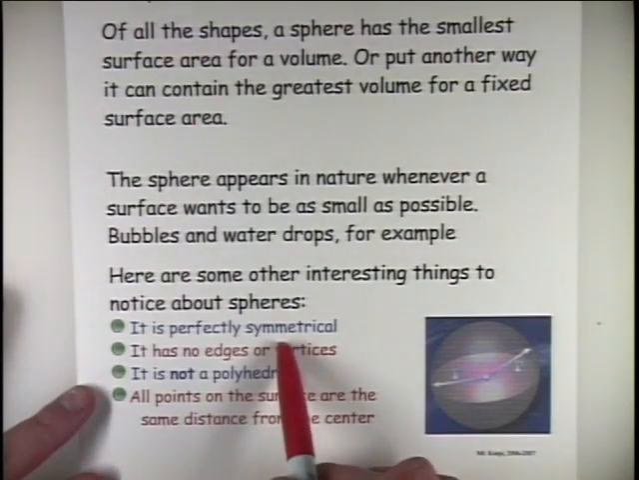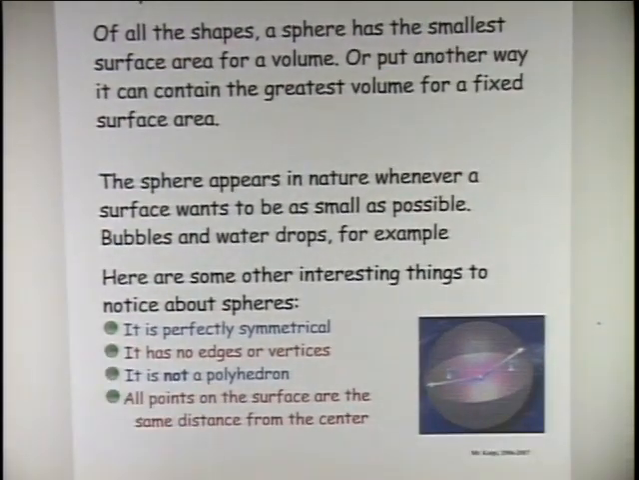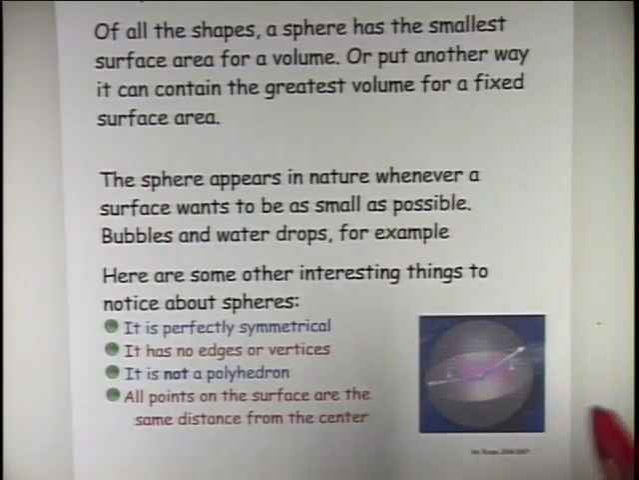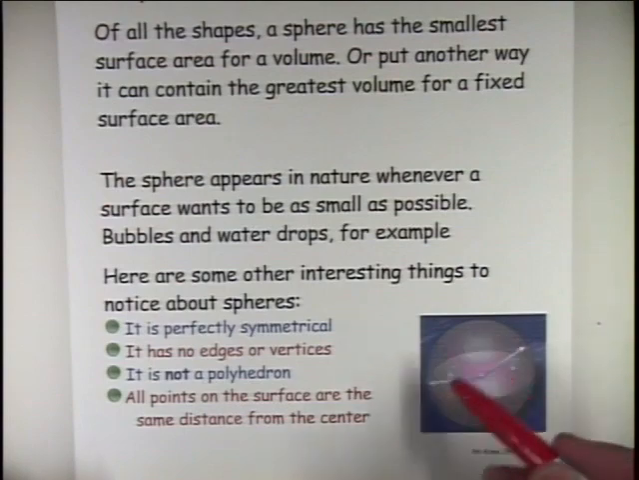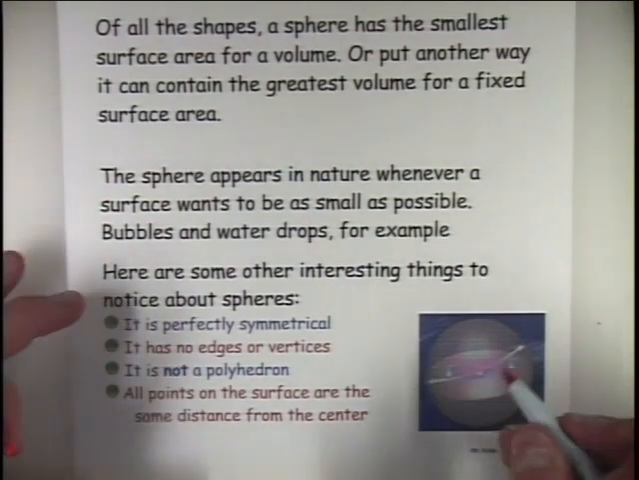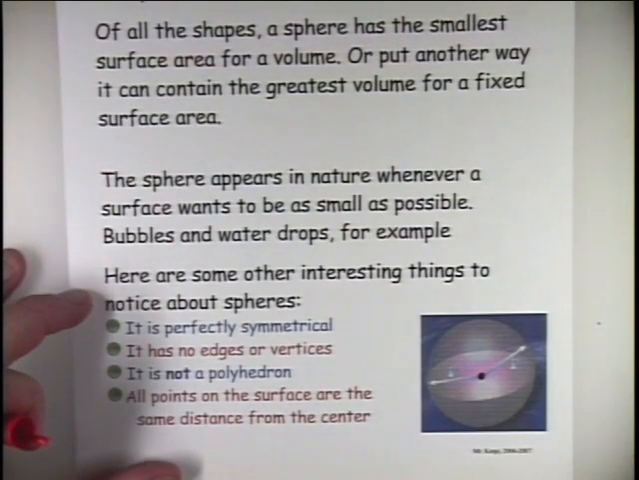Spheres are perfectly symmetrical. Here's a little picture of a sphere. They have no edges and no vertices, which makes them very ideal for sports balls, like basketballs. You're not going to dribble down the court and cut yourself on an edge of a sphere. It's not a polyhedron. It's not made up of polygons. And all points on the surface of the sphere are the same distance from the center of the sphere.